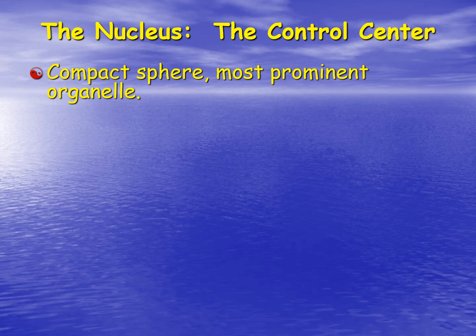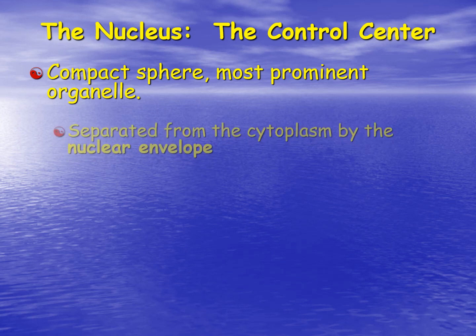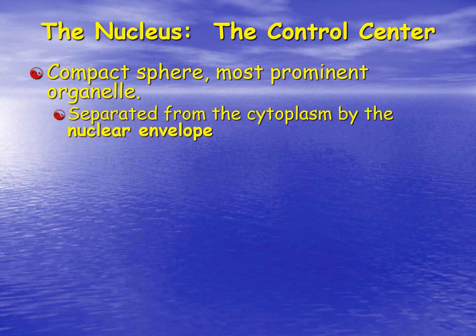The nucleus. This is the control center of the eukaryotic cell. Compact sphere is the most prominent organelle that we see in the cell. It's separated from the cytoplasm by the nuclear envelope or nuclear membrane. There are 2 things contained within the nucleus.